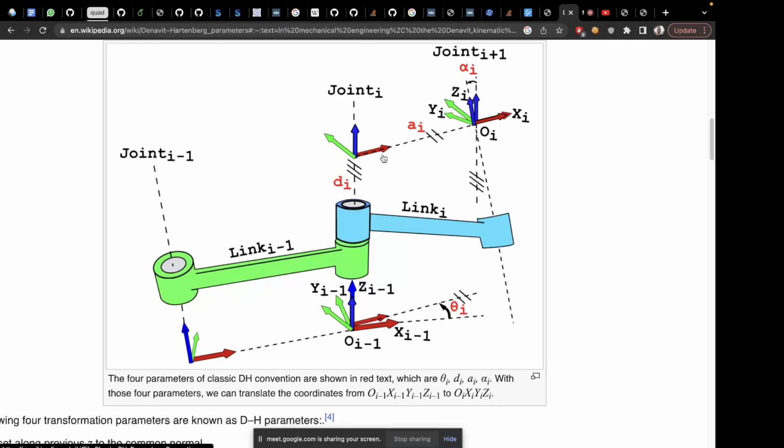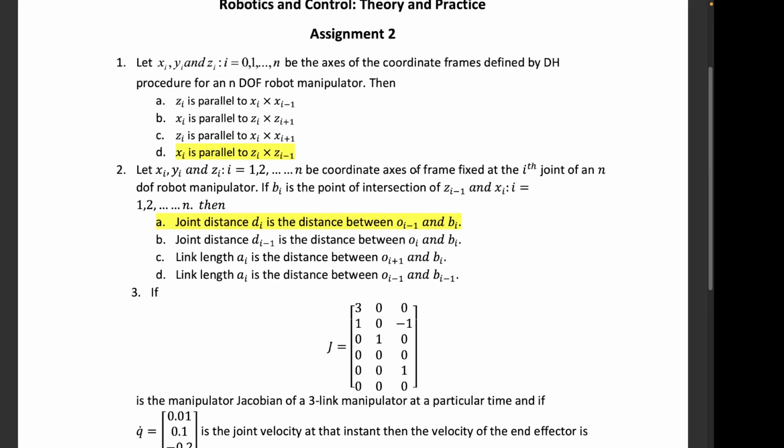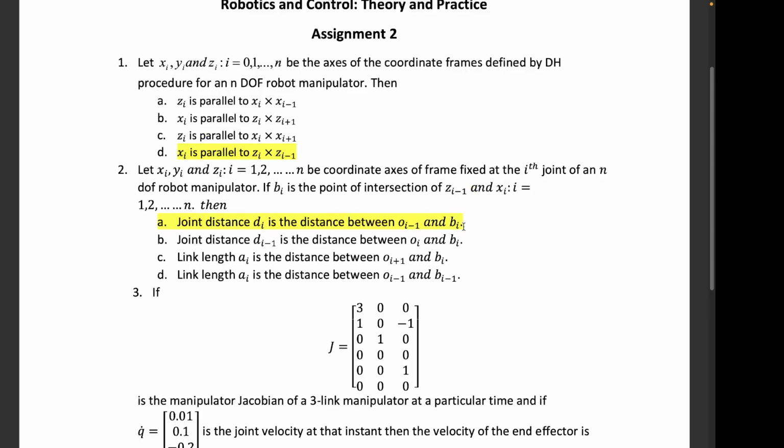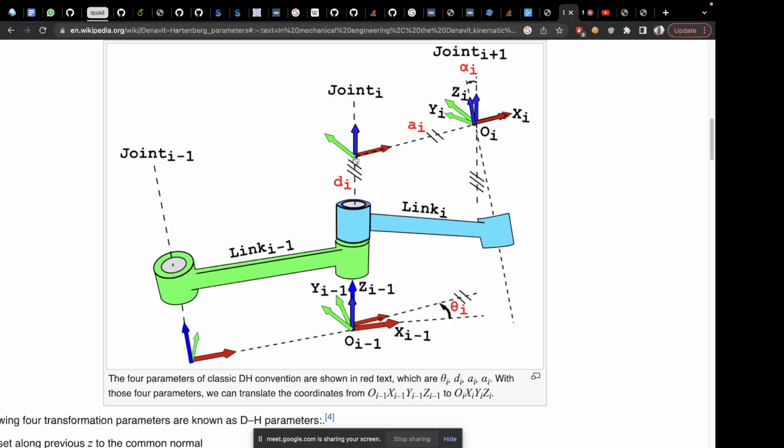Now ai is the link length parameter. This is the distance between these two intersection points, which I guess is bi. Yeah, so it is the distance between bi and oi. This is ai. And finally we have the twist angle alpha i, which is the angle between Zi minus 1 and Zi about Xi.